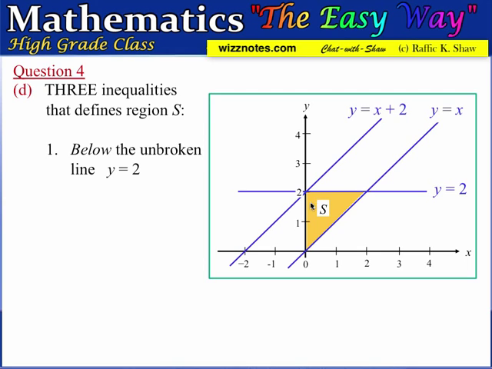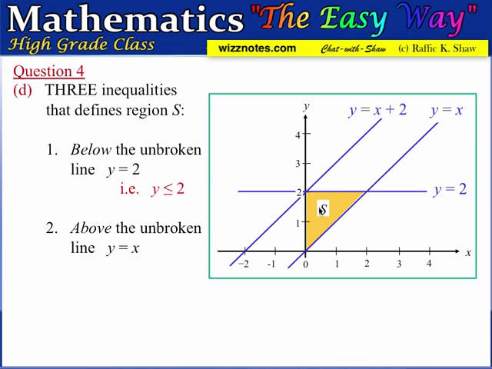And so firstly, the shaded region S is below the unbroken line y equals 2. And so y values in this region will be less than 2, and y values on this line will be equal to 2. And therefore, in relation to this line y equals 2, the shaded region will be such that y is less than or equal to 2. The shaded region is also above the line y equals x, and so y values in this region will be greater than x. Since on the line y values will be equal to x, in the shaded region y values will be greater than x.